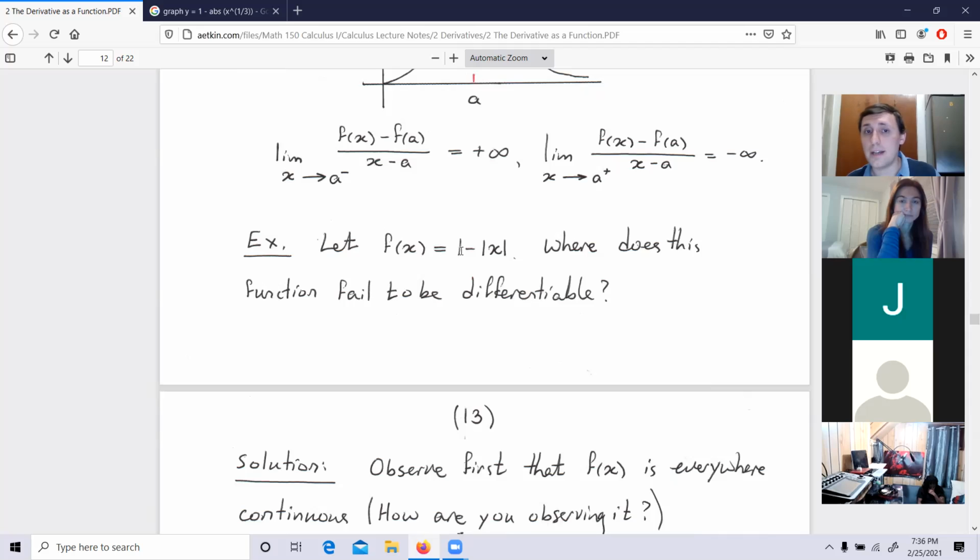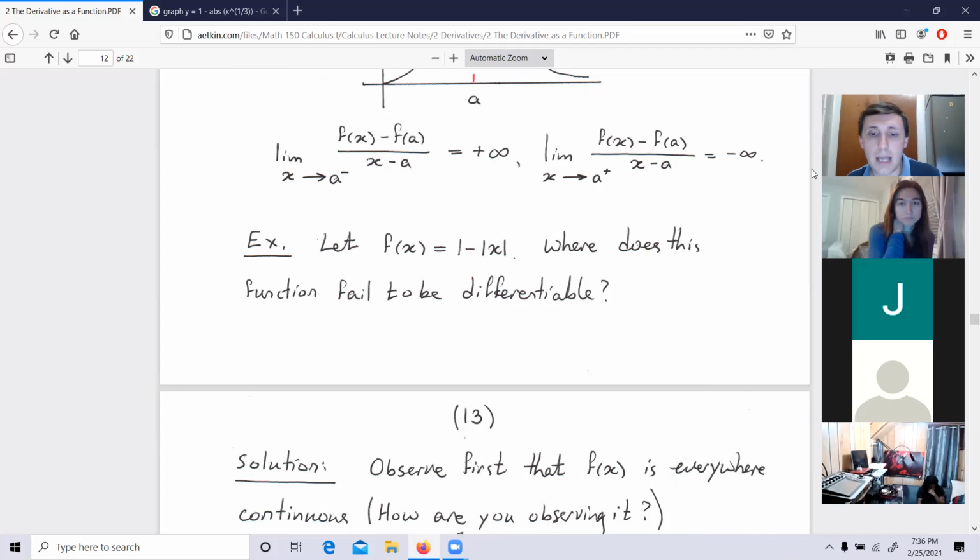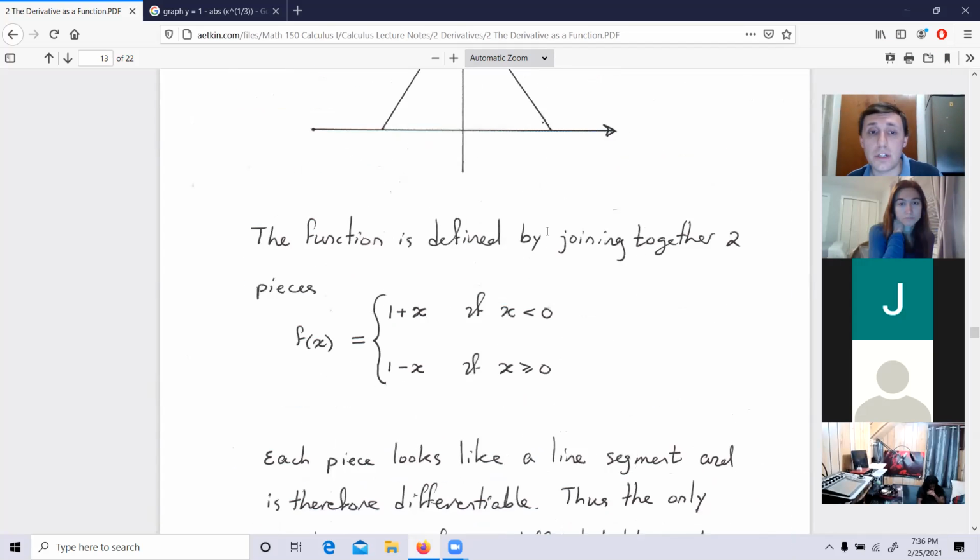This function is f of x equal to 1 minus absolute value of x. Now you remember what absolute value is. It's just x if x is positive, and it's minus x if x is negative. So I can write it as a piecewise function, guys. 1 plus x if x is less than 0, and 1 minus x if x is bigger than 0.